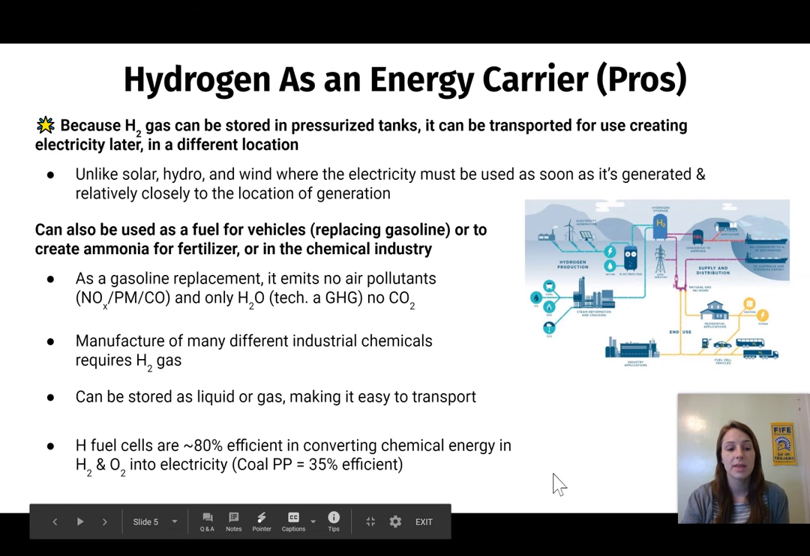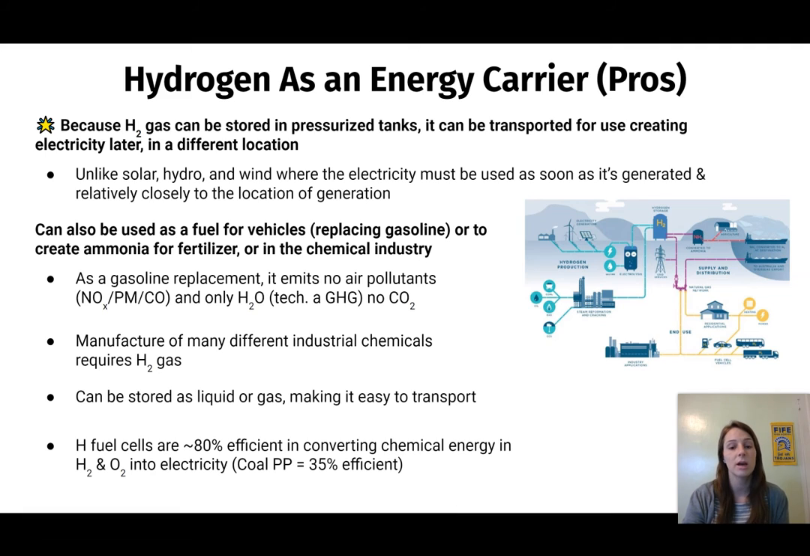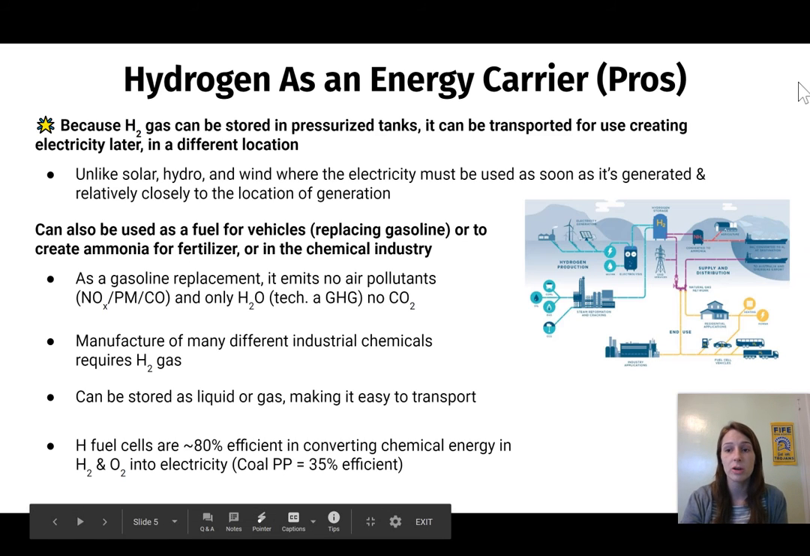Another benefit is the fact that hydrogen fuel cells are going to be about 80% efficient in converting chemical energy in that hydrogen and oxygen into electricity. If you remember a while back when we talked about coal, it is only at 35% efficiency. So being at about 80 is getting way more bang for your buck in terms of energy production.